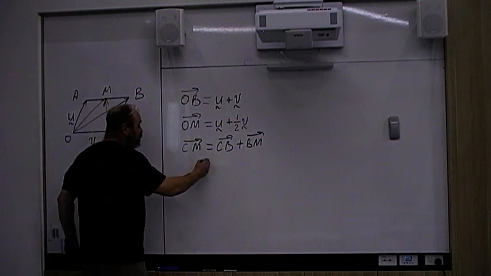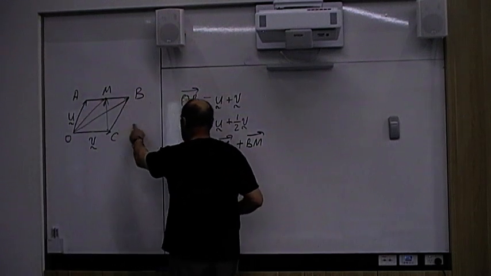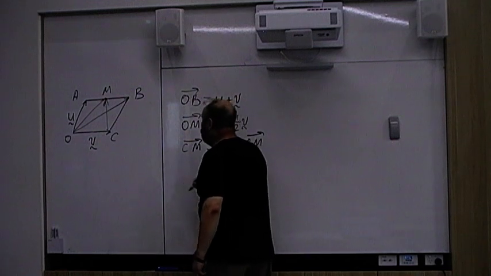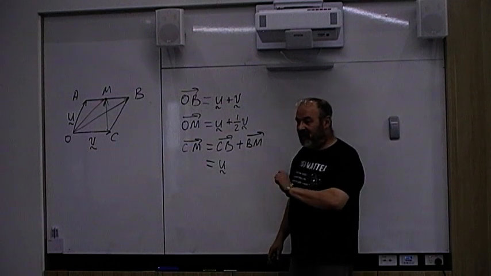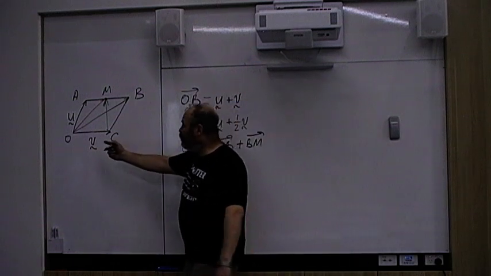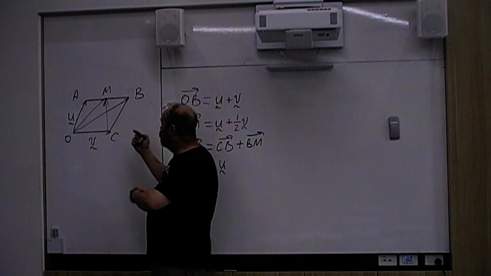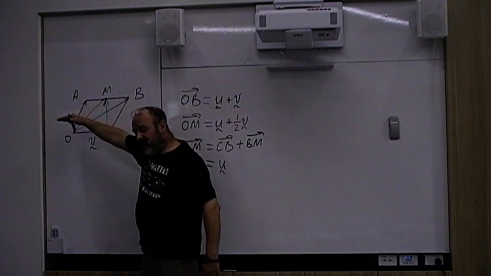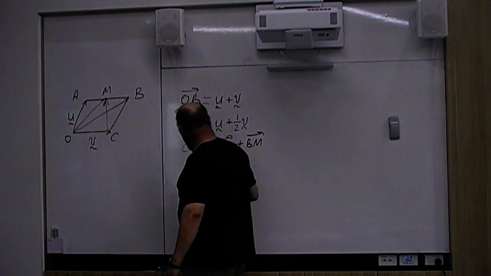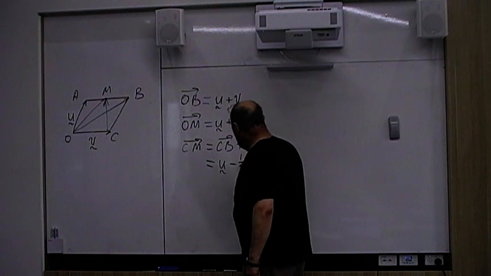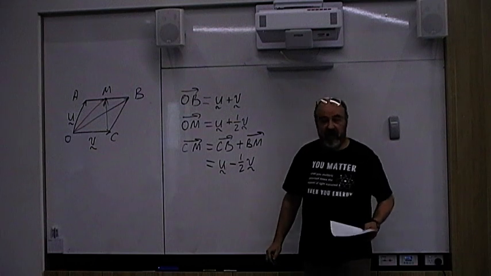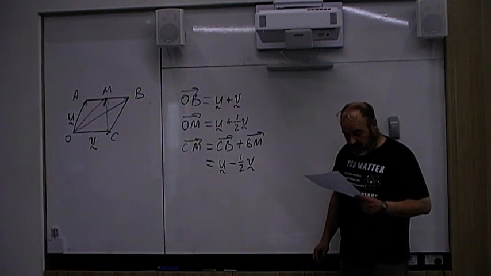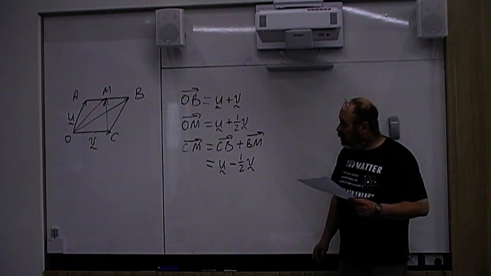And what is vector CB? It's U. And what is vector BM? V over 2, negative. Why? Direction. V is this direction, and BM is the opposite direction. So we'll have U minus 1/2 V. Make sense? What else do we need to find now?